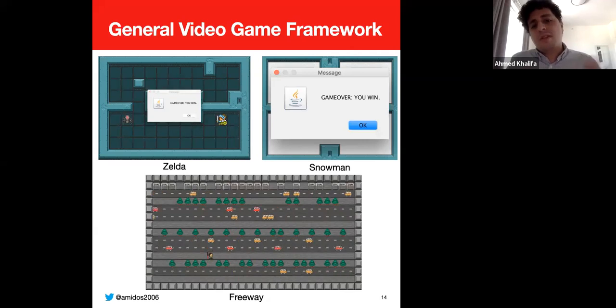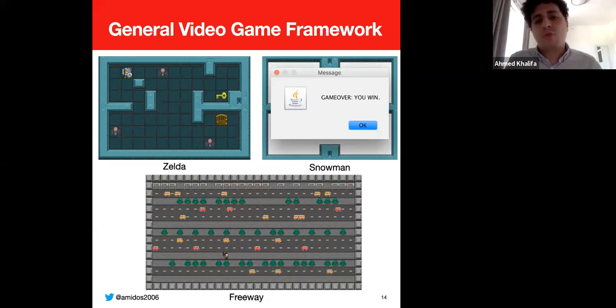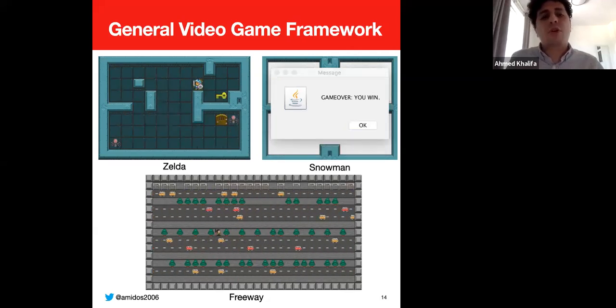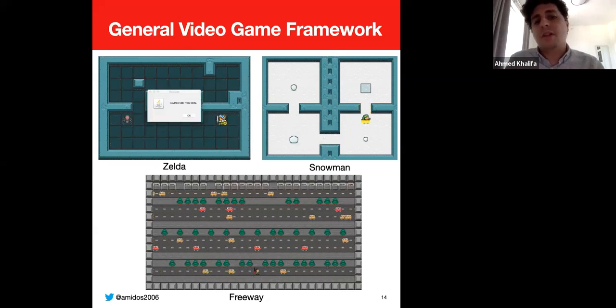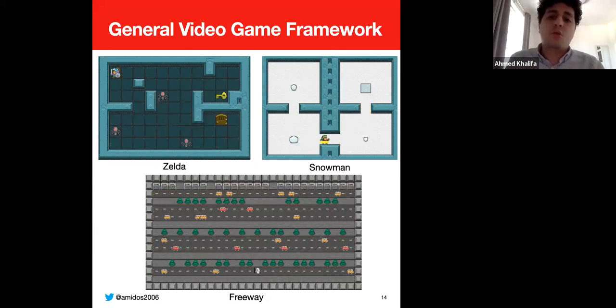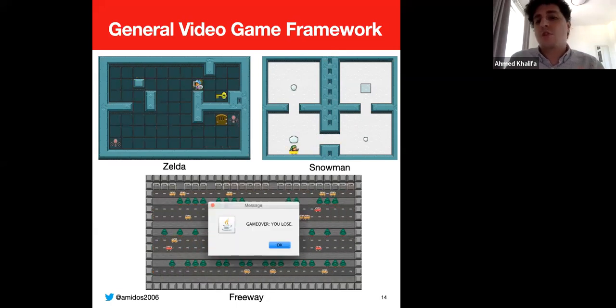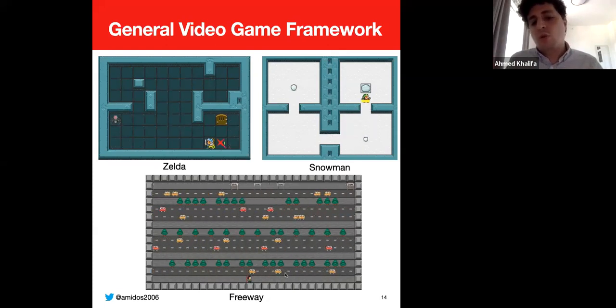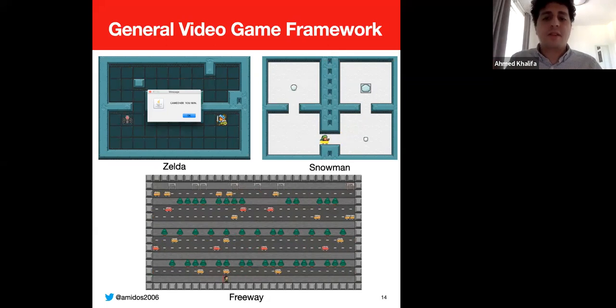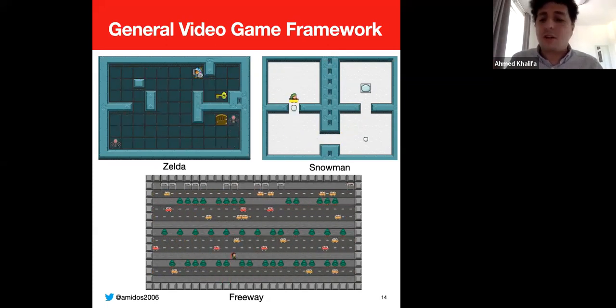For example, these are three different games from the framework, which we use in that first work. The first one is called Zelda, where you control that hero and try to get a key and then go to the door and avoid being killed by enemies. The second one is called Snowman, where you try to build a snowman by putting the pieces on top of each other until you make a snowman. And the last one is called Freeway. And Freeway is as simple as crossing the streets in Egypt. You just try to cross without getting hit by cars.